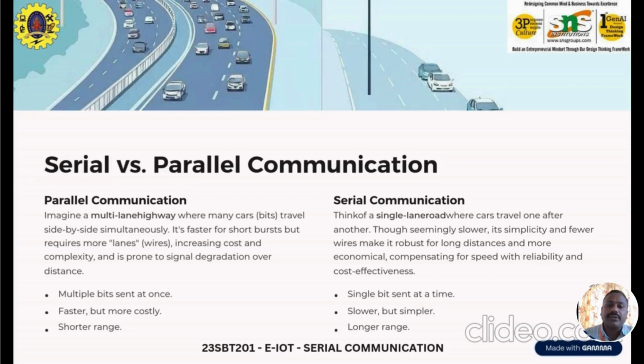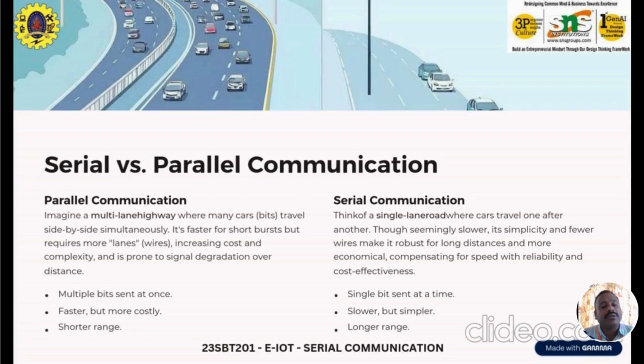But in serial communication, think of a single lane road where cars travel one after another. Though seemingly slower, its simplicity of fewer wires makes it robust for long distance and more economical, compensating for speed with reliability and cost effectiveness. So here we see this scenic image. It is given here for serial and parallel combinations.